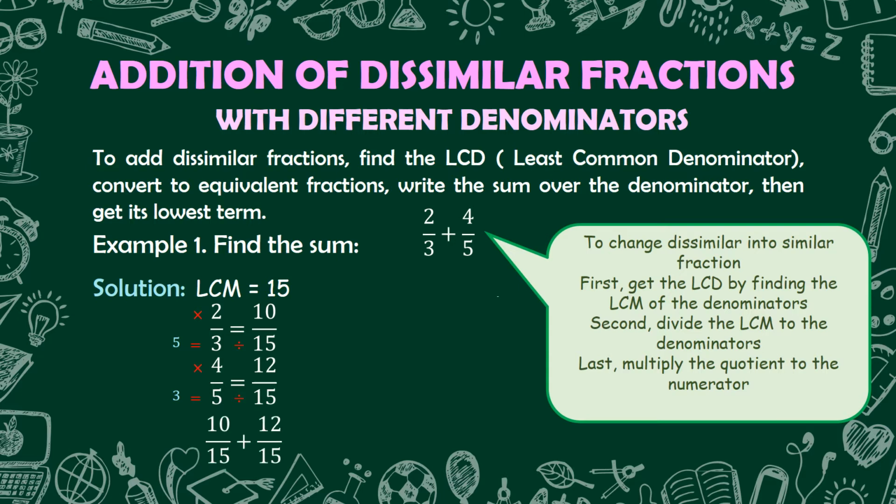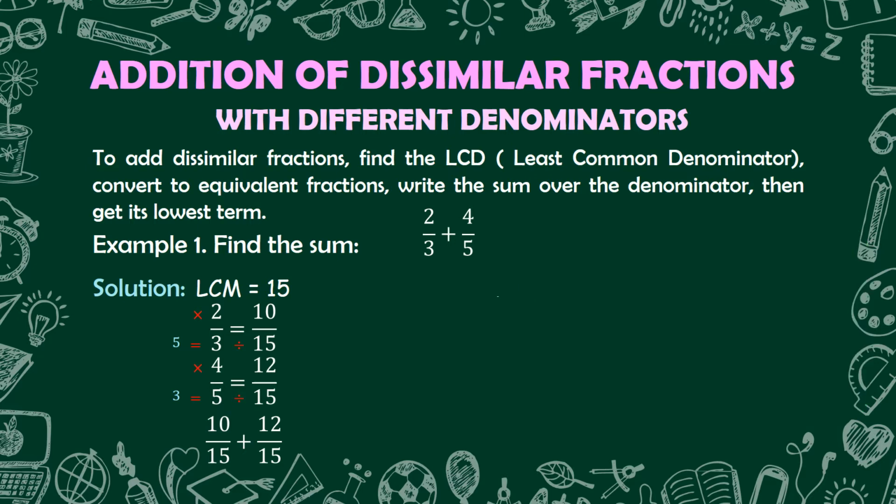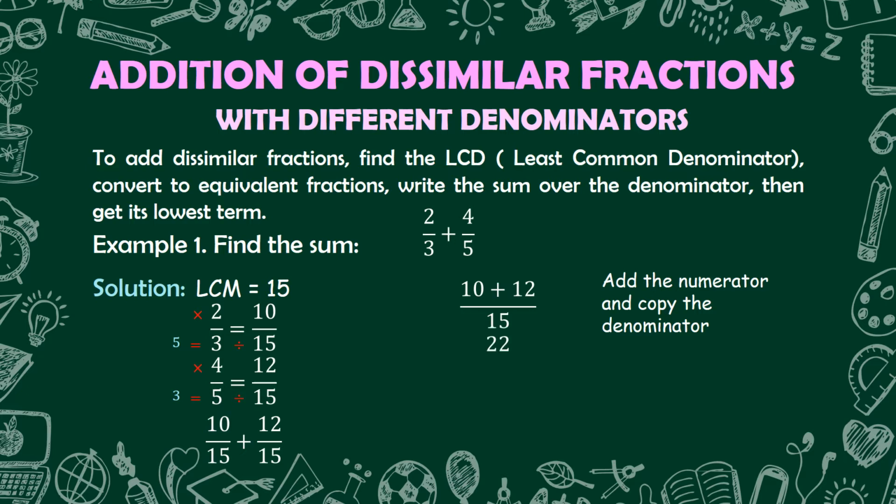Now we have the fractions 10 over 15 plus 12 over 15. Now let's proceed to our steps. First is to add the numerators and copy the denominator, since we already have similar fractions. 10 plus 12 all over 15. 10 plus 12 is equal to 22. Then copy the denominator, 15. We have 22 over 15.